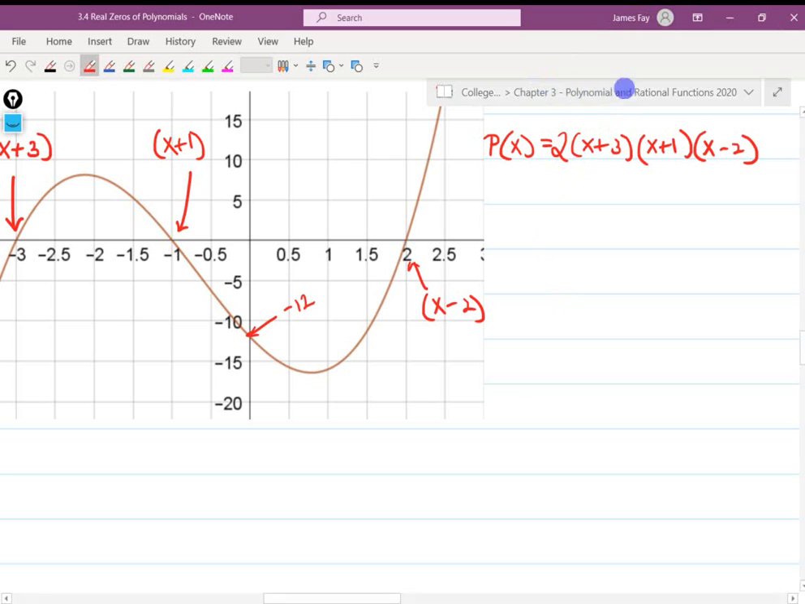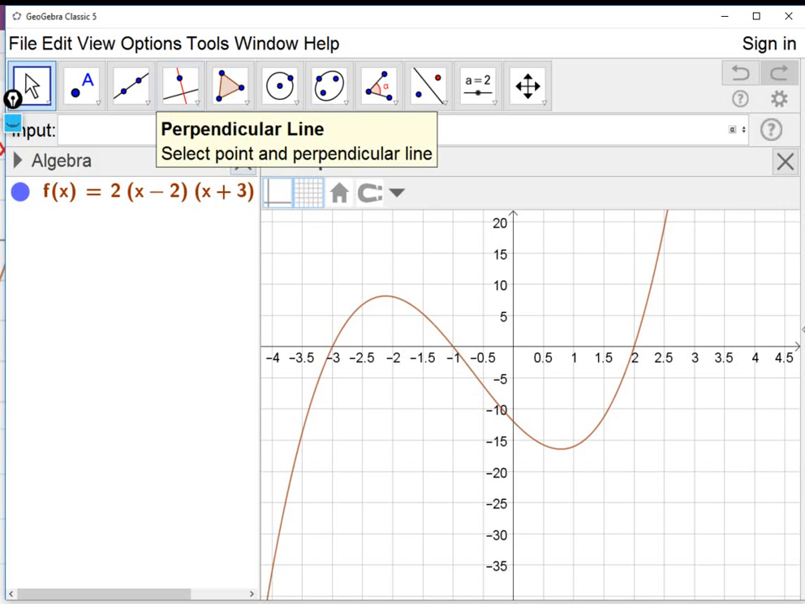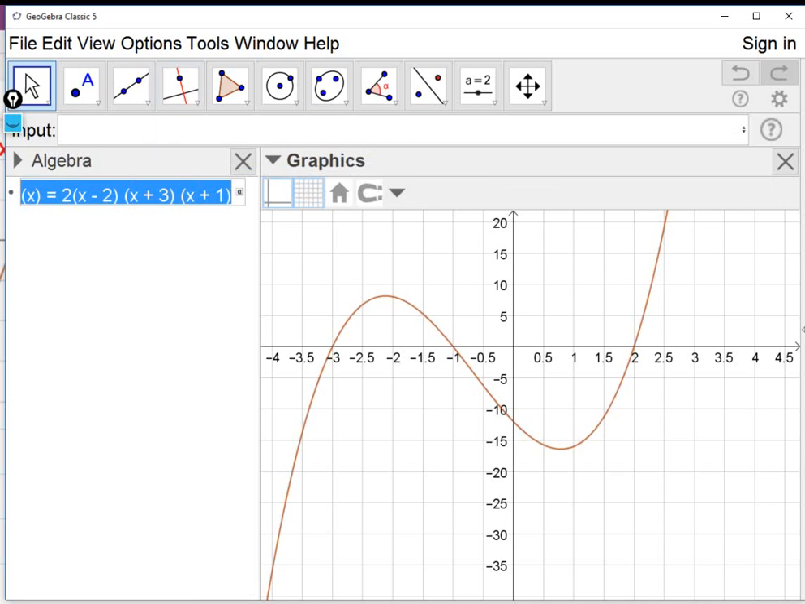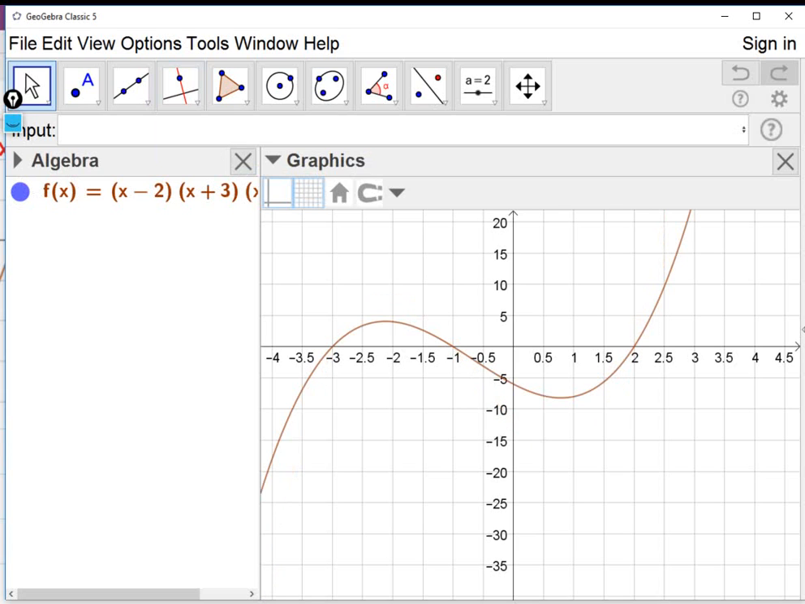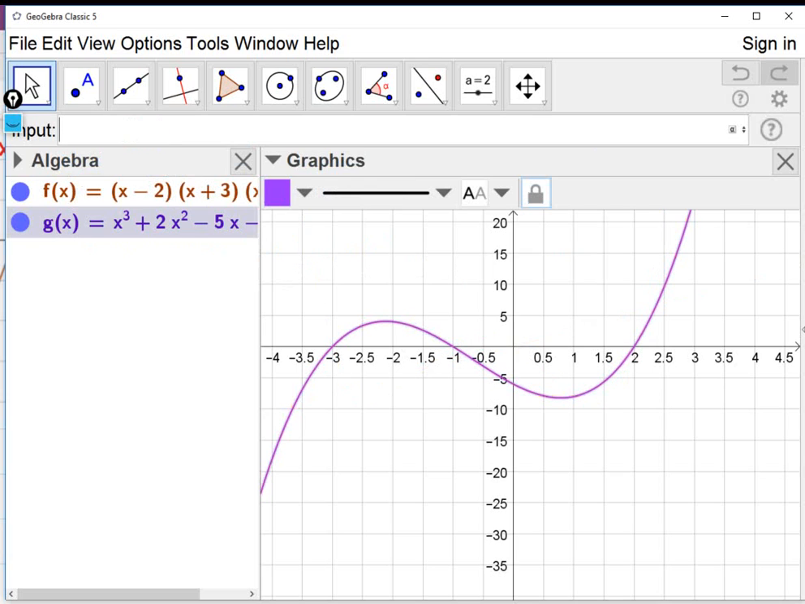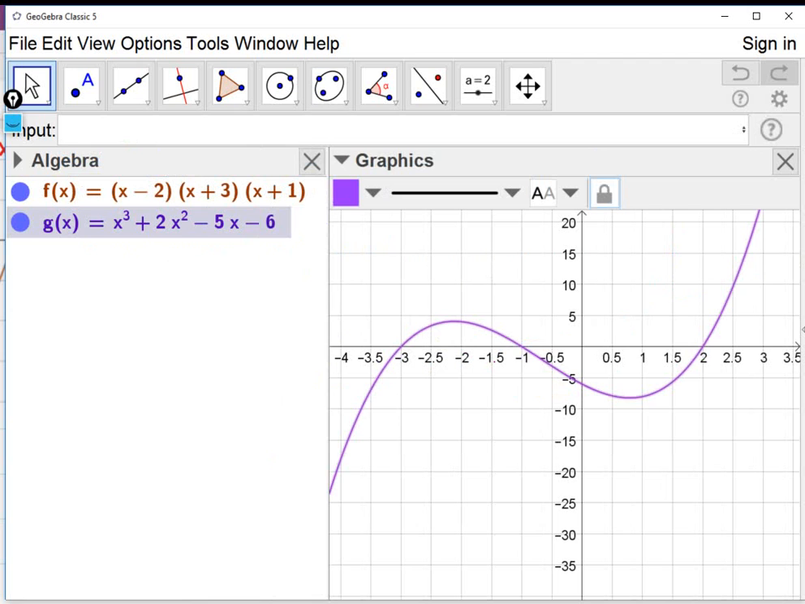So I have an a multiplier out here. Sometimes we call it a scalar multiplier that would come into play here. WebAssign will actually accept this typed in this way. They don't necessarily want it or need it expanded. If we do expand it, I'm just going to cheat a little bit just to save time, because I think we can all FOIL, right? If I expand f of x, it is x cubed plus 2x squared minus 5x minus 6.